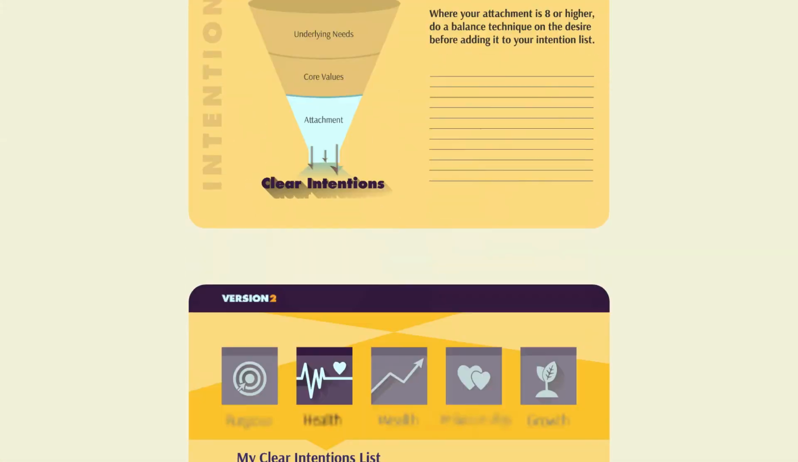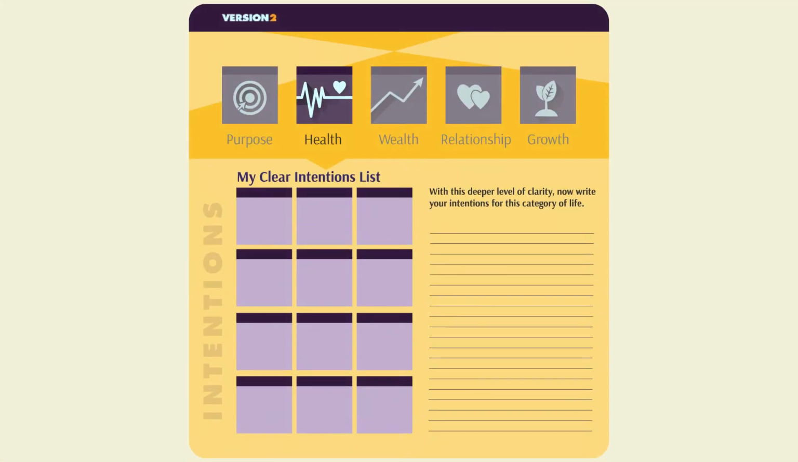Exactly. All right. So what happens is you've brought your desires through this distillation process, and that's when you start creating your clear intentions list. And so with this new level of clarity, you create an intentions list. And again, this is in that 1 year to 10-year horizon, and ideally this list should be significantly shorter than your original desires list for that life category.